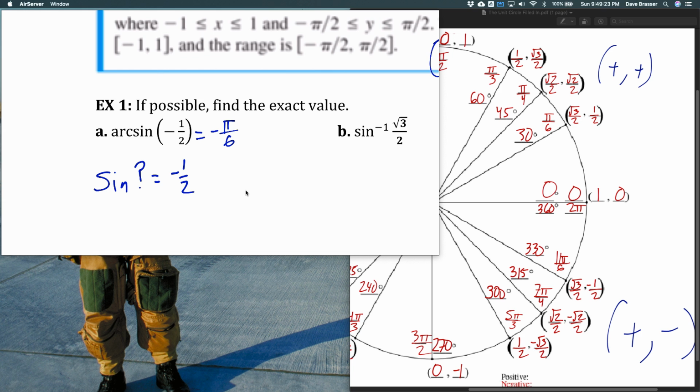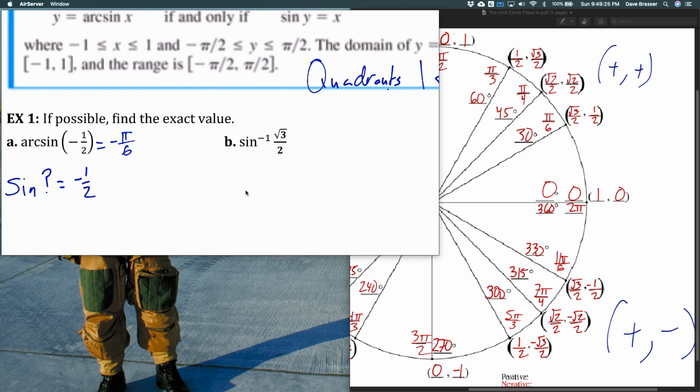Trying a similar thing for the inverse sine, again just a slightly different notation, they really mean the same thing, of root 3 over 2. We're going to look at the unit circle again, find out where the sine is equal to root 3 over 2. And that's up here at pi over 3. So we're just going to say the inverse sine of root 3 over 2 is pi over 3.